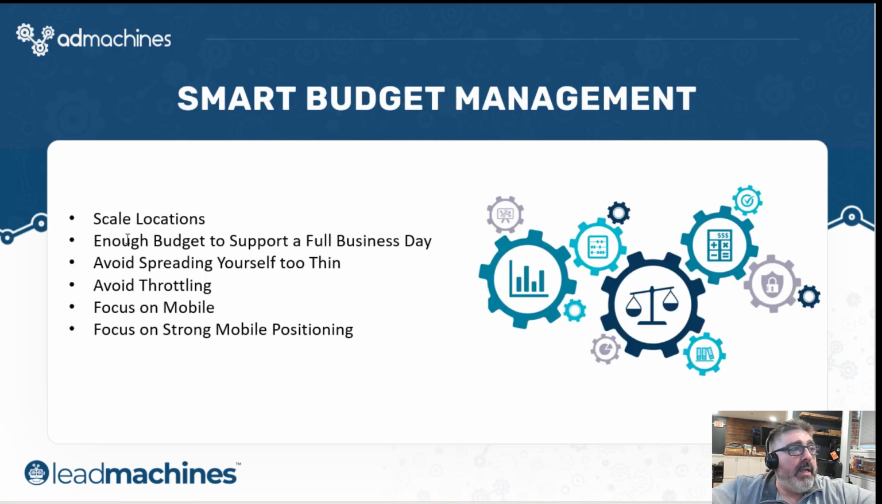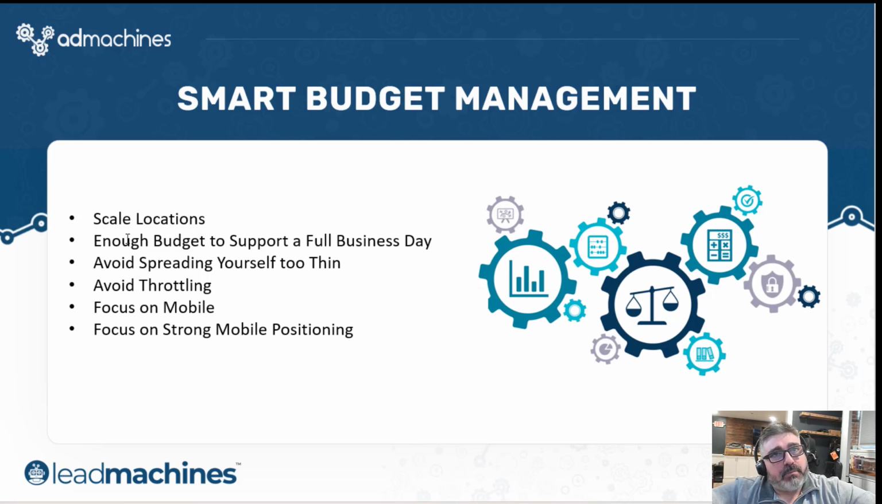So, and finally, smart budget management. There's some things that Google does now that I'm not a big fan of. If you have a limited budget, your ads will be throttled. So if you don't see your ads, it's probably because you're spreading yourself too thin. You're trying to do too much with the budget.